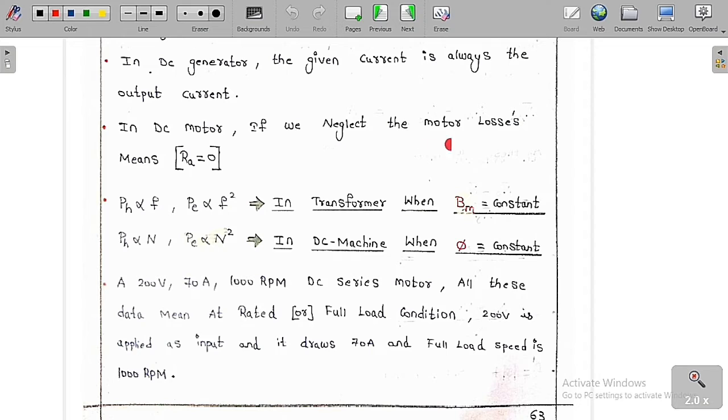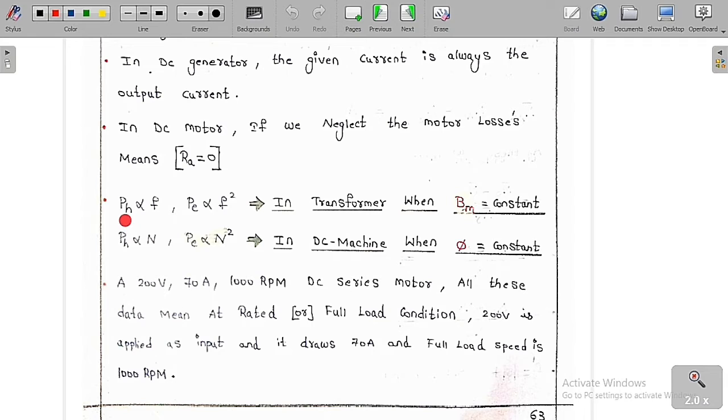In a DC motor, if we neglect the motor losses, it means Ra is equal to 0. Suppose in the question, in the DC motor analysis, they mention to neglect the motor losses, then we have to assume Ra is equal to 0, because the losses occur only in Ra. So in a DC motor, neglecting the motor losses means Ra is equal to 0.